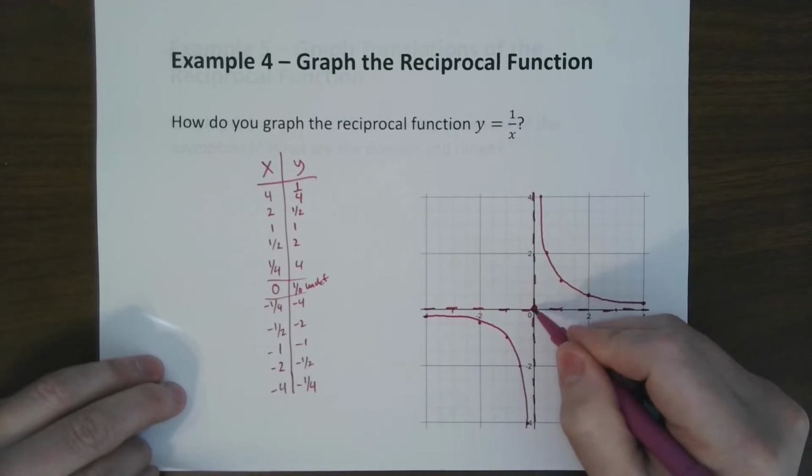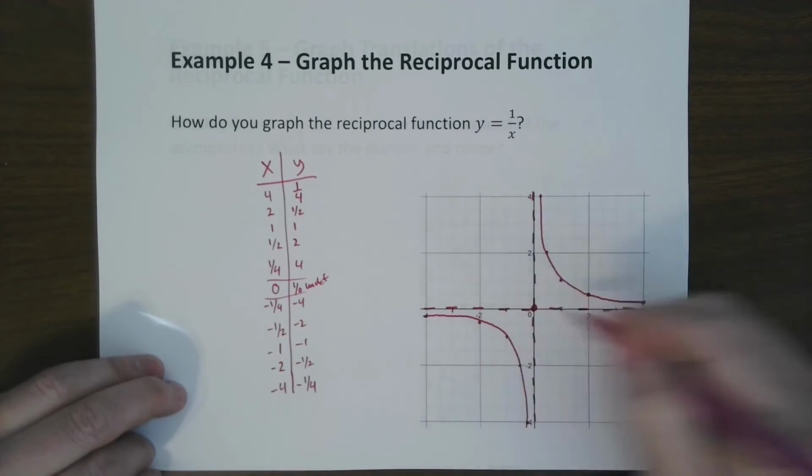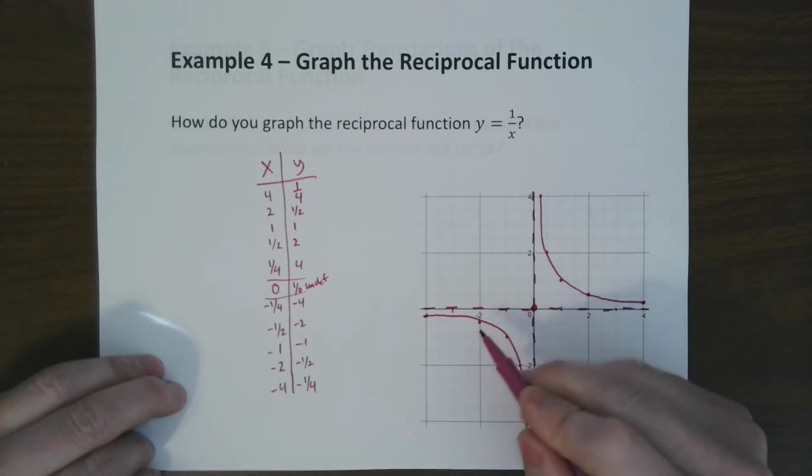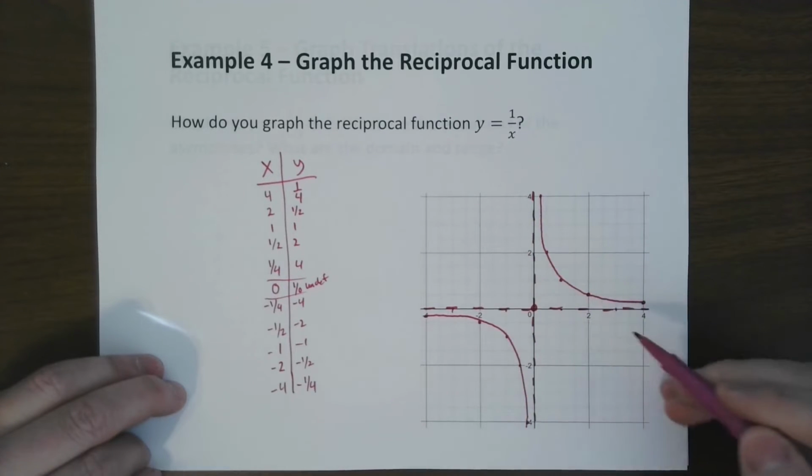So we base everything off this special point, which I call the center, which is where the asymptotes go through. And the reason it starts low and ends high is because this is a positive function. So if it was negative, you'd start high and then end low.